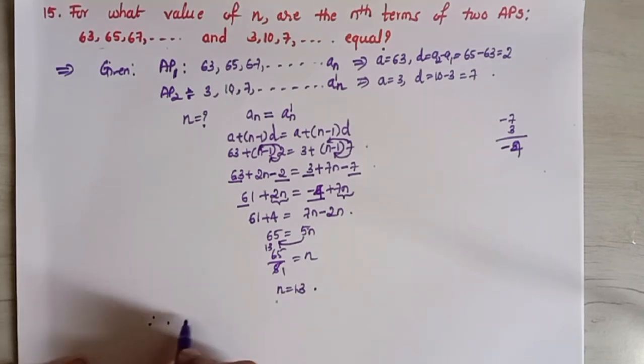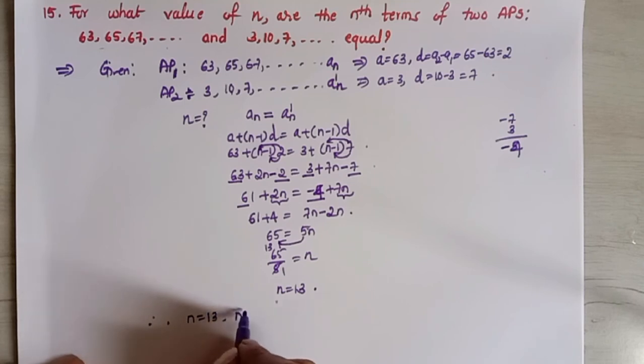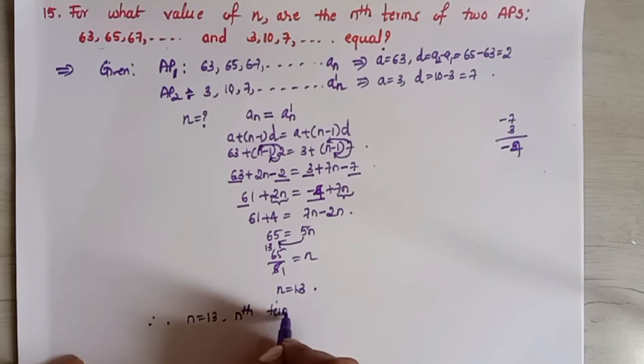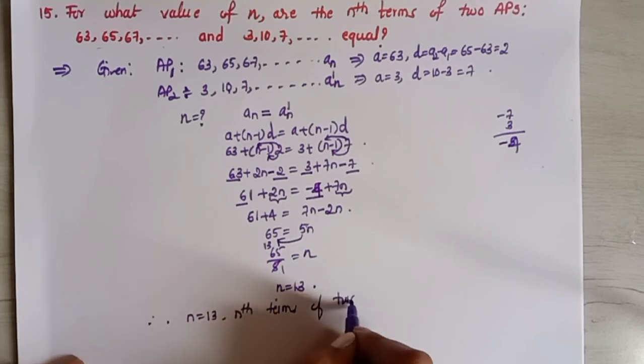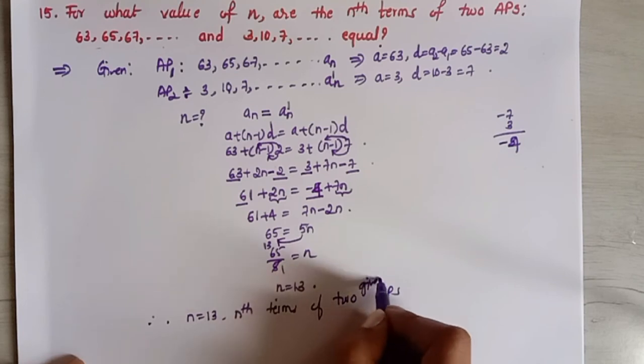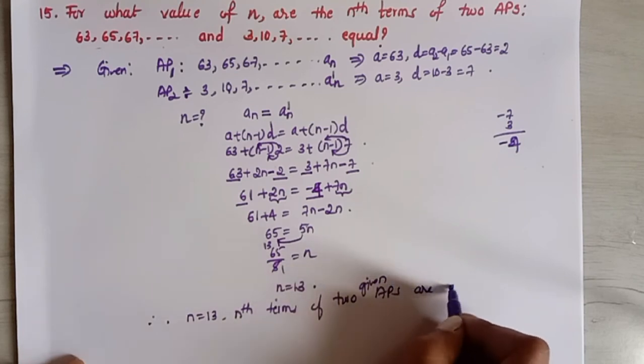Therefore, n is equal to 13. The nth terms of the two given APs are equal.